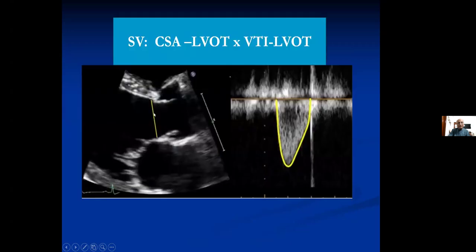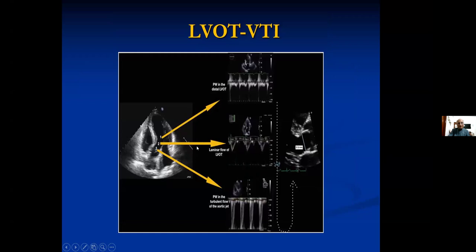So the thing is, you take a cross-sectional area from the parasternal long axis view, diameter squared times 0.785, and take the VTI of the LVOT from the apical long axis view so that you are parallel to the flow. That is the basic thing in any Doppler. And remember where you put your sample volume, it has to be a pulse Doppler.